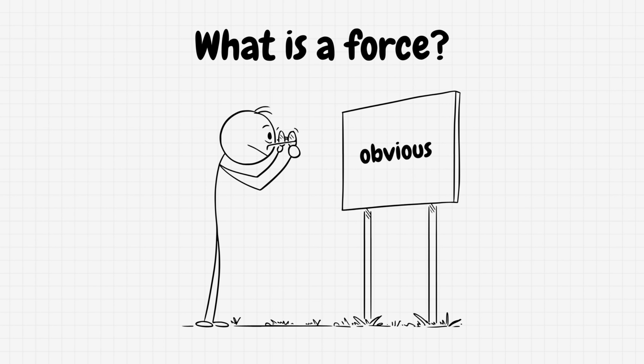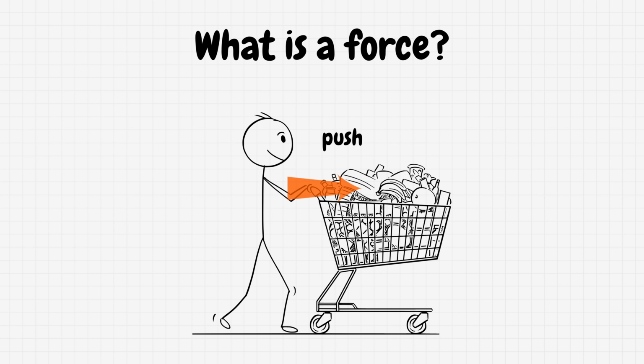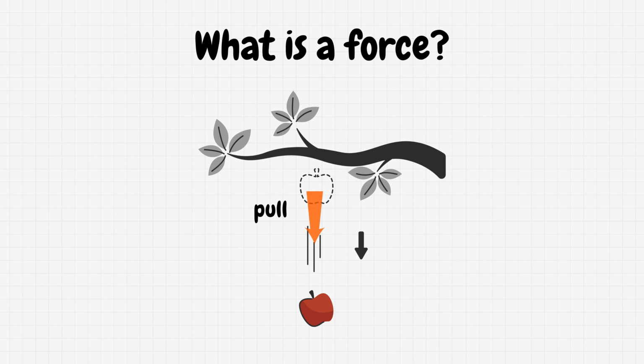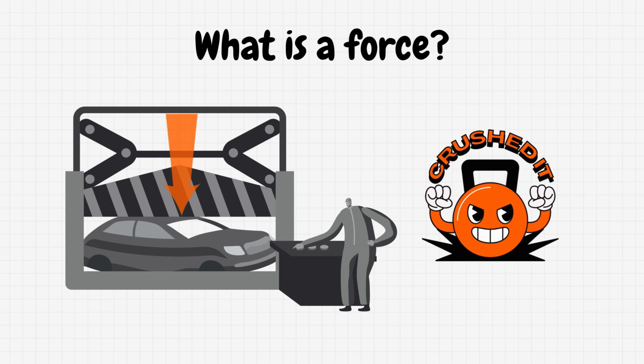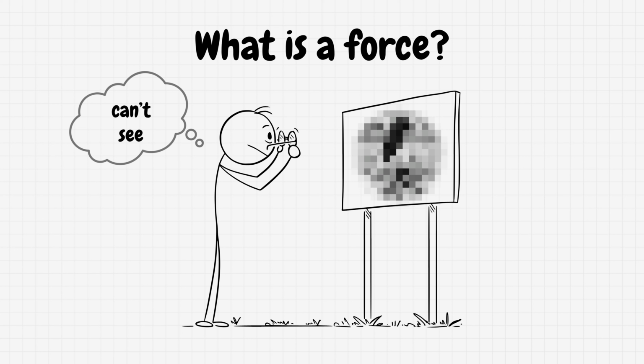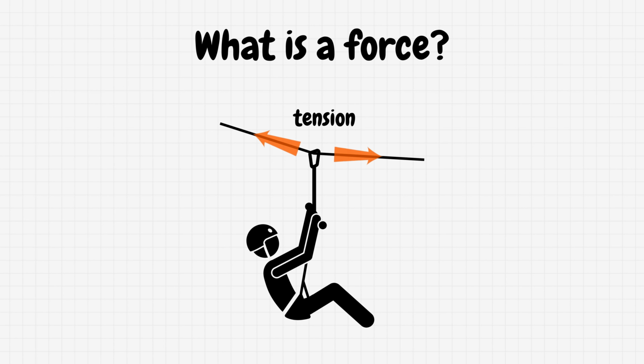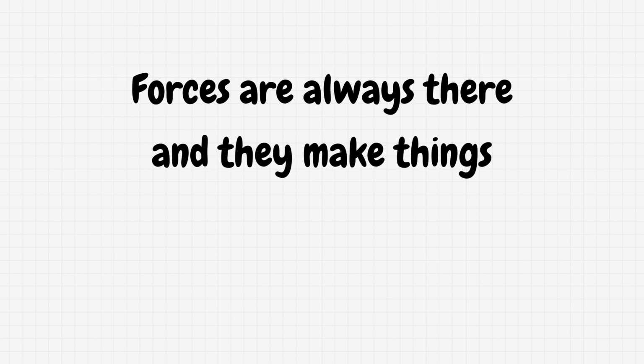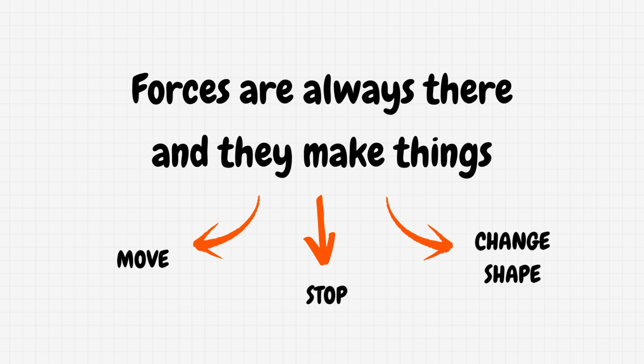Sometimes, the effect of a force is easy to see, like a person pushing a shopping trolley, gravity pulling an apple down from a tree, or a powerful machine crushing a car. Other times, forces act in ways that are less obvious, like the tension in a stretched cable. But whether visible or not, forces are always there, influencing how objects move, stop, or even change shape.